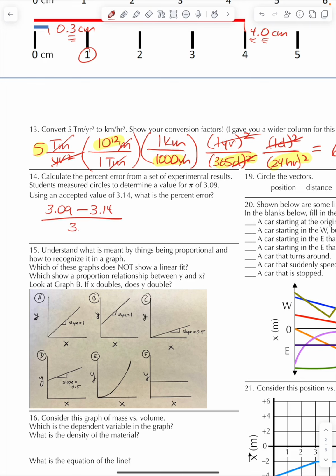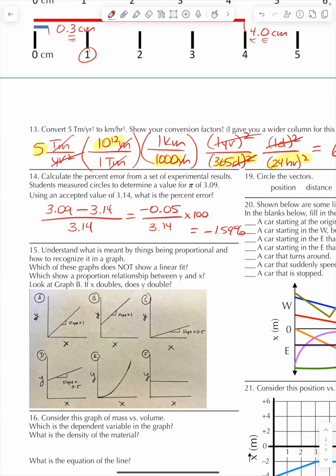And you divide by the accepted value. So the top is actually your absolute error, which is negative 0.05, but we're dividing by that, and you multiply, I forgot to say that over there, but to convert it to a percentage, you multiply by 100. And you'll end up getting negative 1.59%.